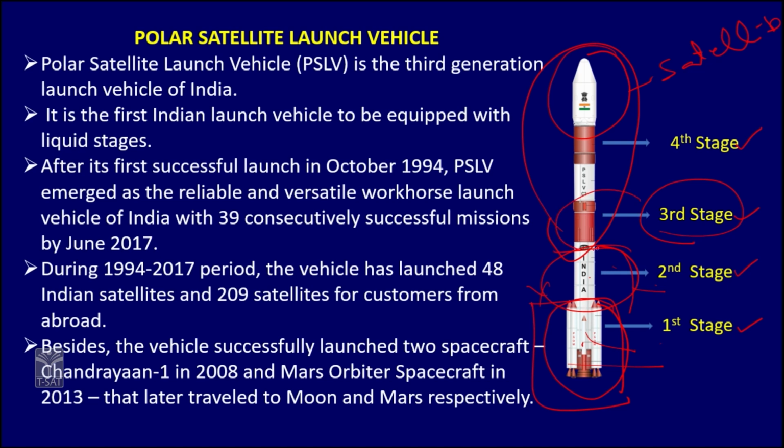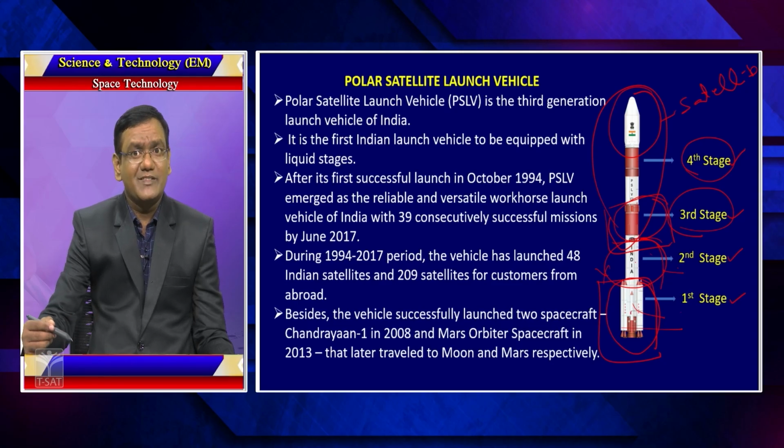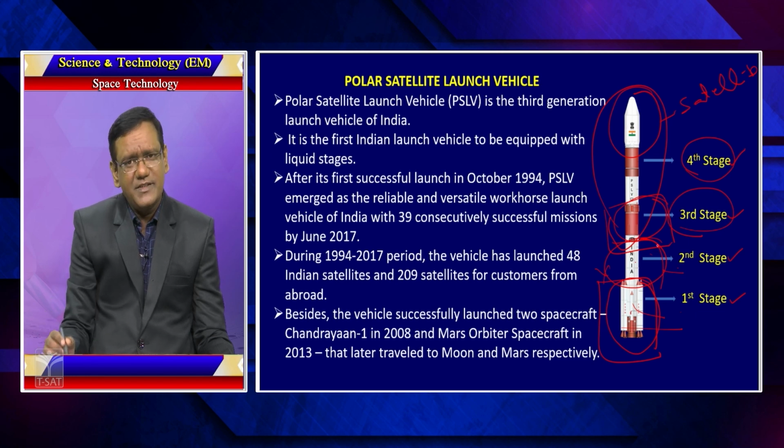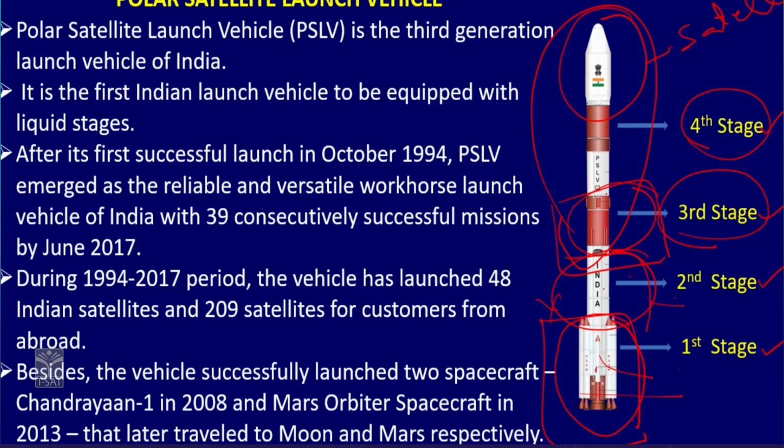Once this is also exhausted, the fourth stage will come into the picture, and this third stage will get detached again. Like that, in every stage the weight of this satellite decreases. As the weight decreases, it is easy to achieve a high speed and more power. That is the reason why we have 4 stages in this.